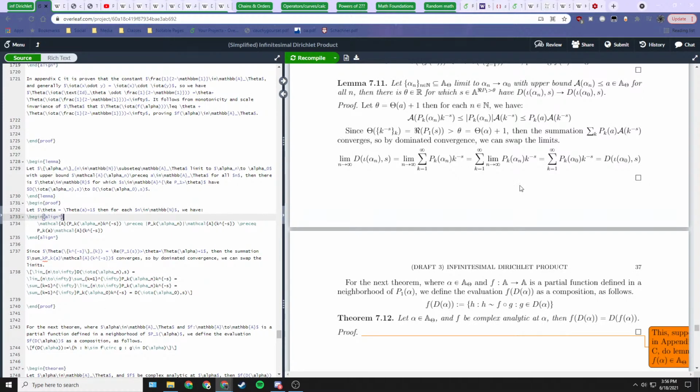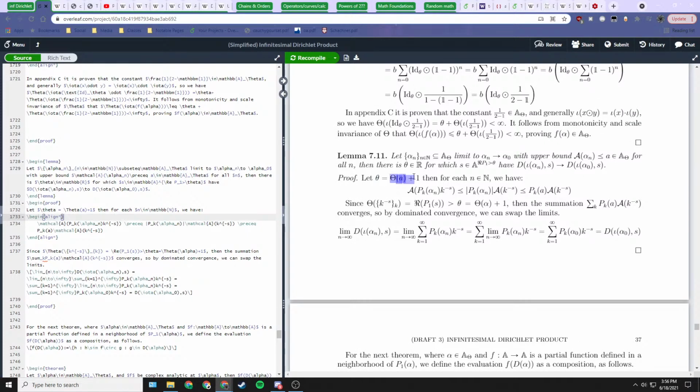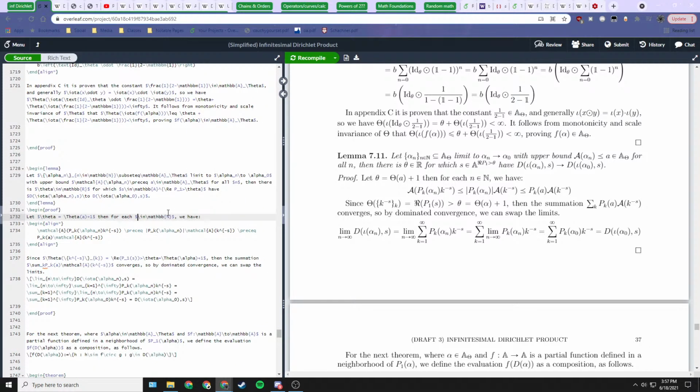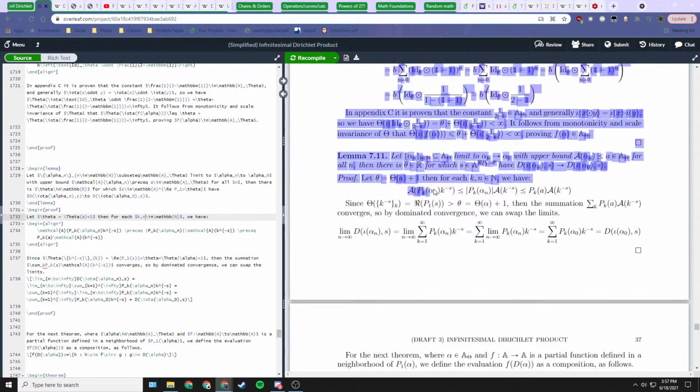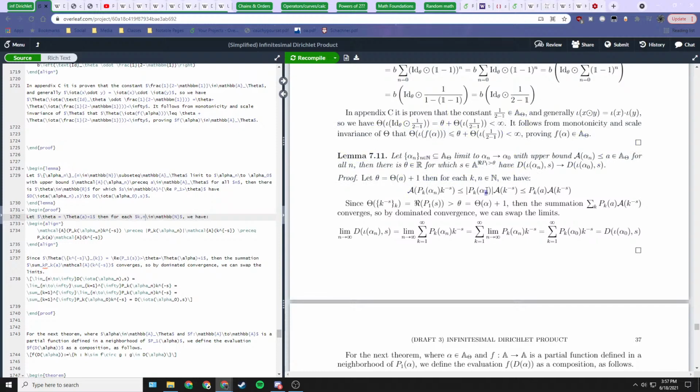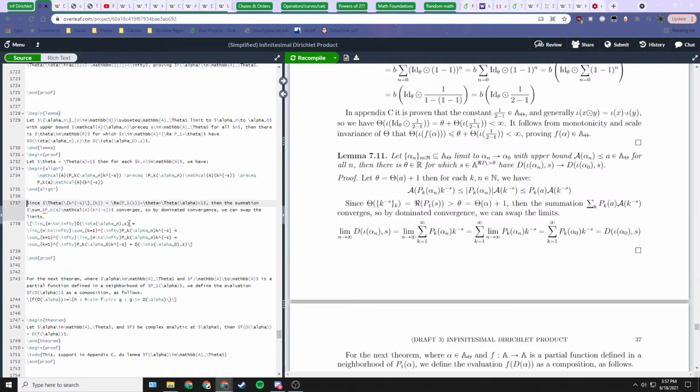Nice. Okay, yeah. So we take theta as being theta a plus 1, the upper bound. Then for each n, we have, actually this should be for each k, k and n. So for each k and n, we have absolute value pk alpha n k power minus s bounded by pk alpha n a k power minus s pk a absolute value k power minus s. Since the theta value of this is greater than theta, is theta alpha plus 1. Sorry, this should be theta a plus 1.